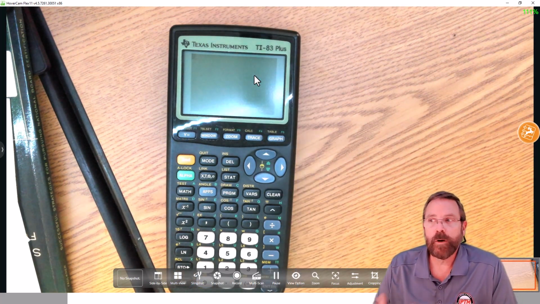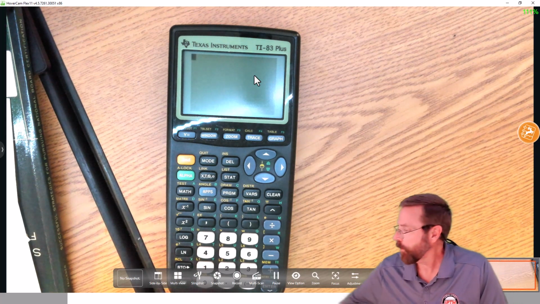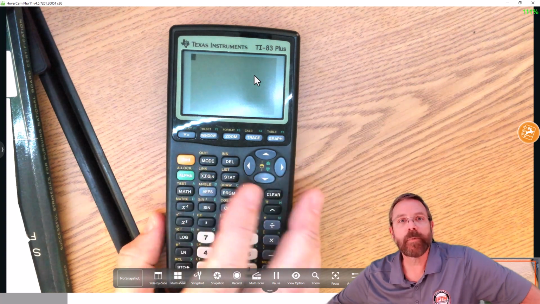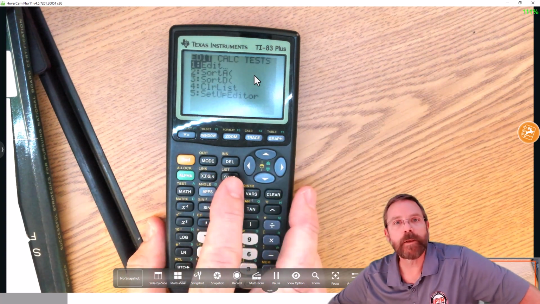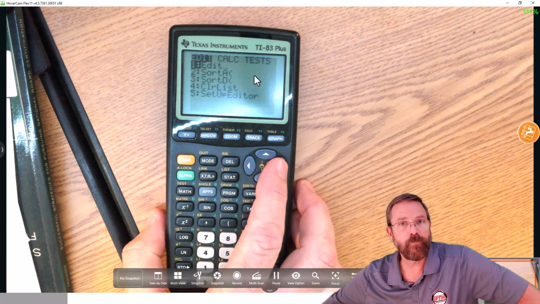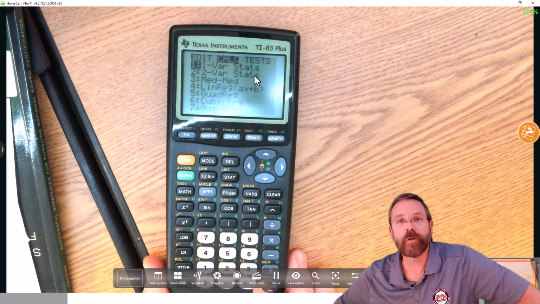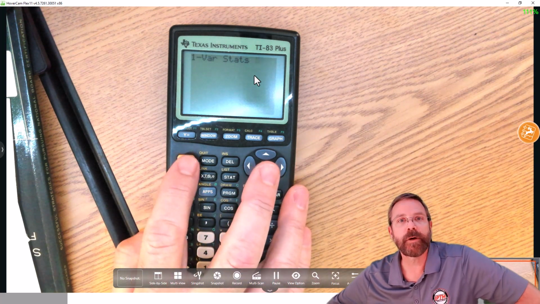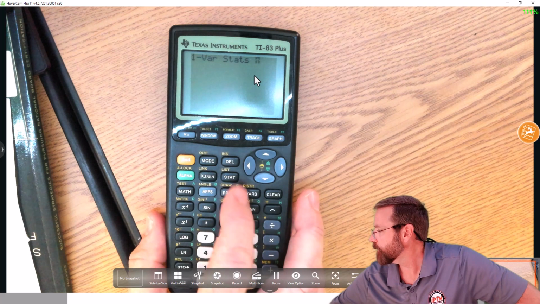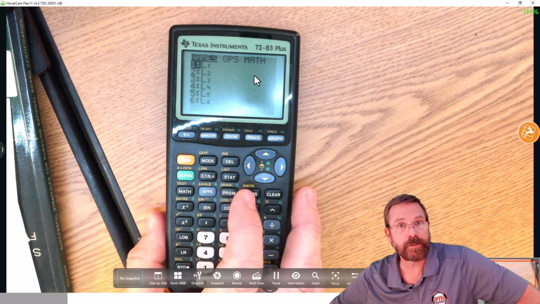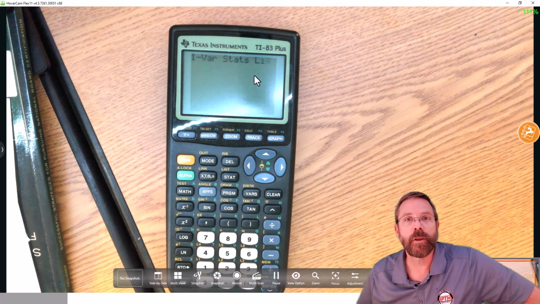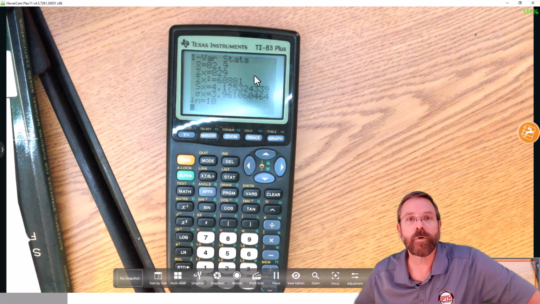Now to look at the other list, the one we created for Blackhawk, I'm going to hit the Stat button again and go to the right arrow for Calculate again. I'm going to hit 1-Var Stats again, but this time I need list 2. So I'm going to hit my second button, then the Stat button, because above that is List, and scroll down to list 2 and hit enter. And then hit enter 1 more time.